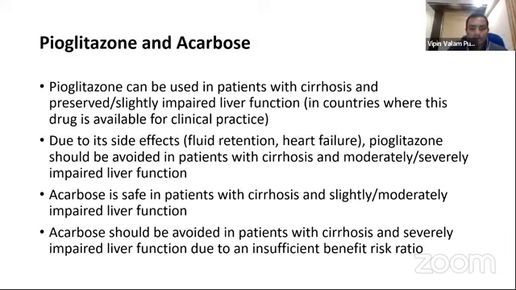Now, pioglitazone as well as acarbose. Pioglitazone, we know, is an insulin sensitizer. It can be used in patients with slightly impaired or preserved liver function, but it has side effects like fluid retention, heart failure, and edema, so it should be avoided in patients with moderate or severely impaired liver function. Acarbose is one agent which can be safely used in all stages of liver disease, but when the liver disease advances, the risk-benefit ratio of this molecule reduces, so it can be avoided in severe disease. Otherwise, acarbose is a good agent which can be used in mild to moderate cases.